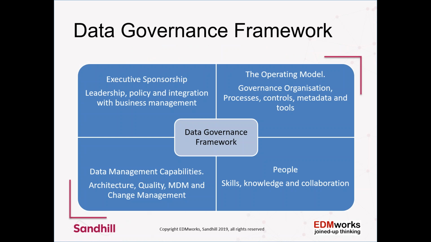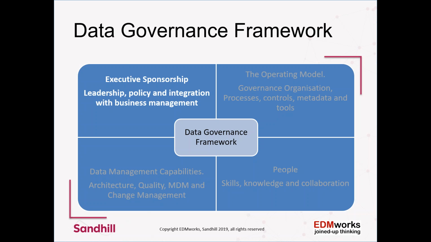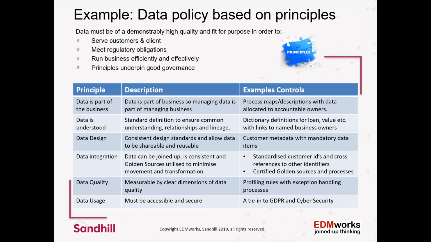We talked about the framework. There are 4 parts: executive sponsorship, the operating model, data management capabilities, and people. We're just going to touch on executive sponsorship, the operating model, and people. We'll leave data management capabilities to other webinars, other times. So let's have a look at some of the things that we should be doing within leadership, policy and integration.